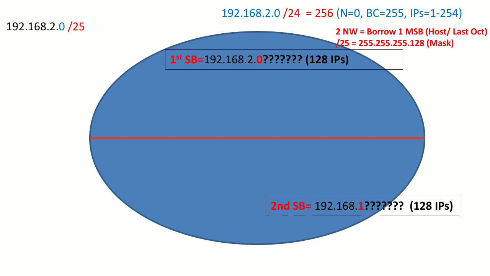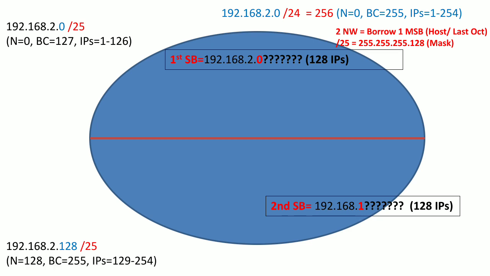So this is the network address of the first subnet, and this is the network address of the second subnet. The first subnet would start from 0 and the second subnet would start from 128. In the first, 0 would be the network address, 127 would be the broadcast address, and IPs from 1 to 126 can be used by the endpoints in that subnet. In the second subnet, the network address would be 128, the broadcast address would be 255, and the IPs which can be assigned to endpoints would range from 129 to 254.